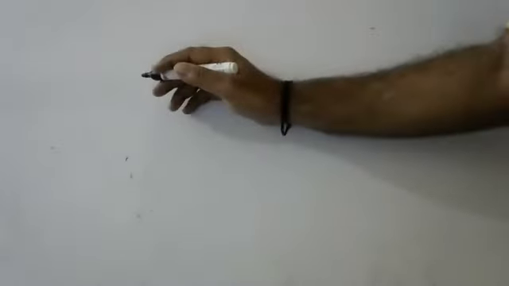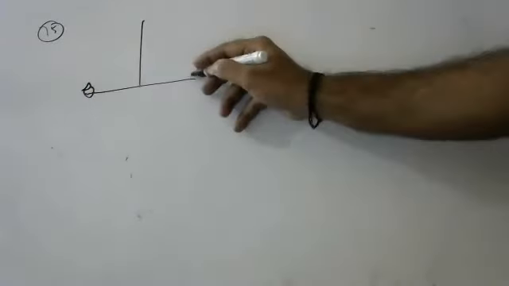From the top of a lighthouse, the angles of depression of two ships on opposite sides of it are observed to be alpha and beta. Children, he's saying there is a lighthouse. This is the lighthouse, here is one ship, and here is the other ship, on opposite sides.